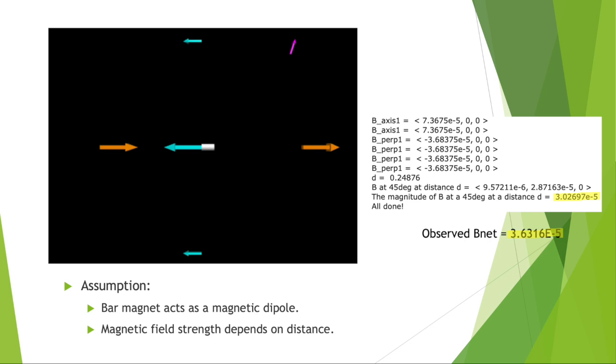To the right are all the values that have been calculated for me, and in particular we're looking at the magnitude of the magnetic field at a 45-degree angle at a distance d, and d is given above, and the magnitude was 3.027 times 10 to the negative 5, which is our expected value, and our observed one that was shown in my measurements earlier is 3.6316 times 10 to the negative 5. So they are very close, but there's still a bit of a difference.